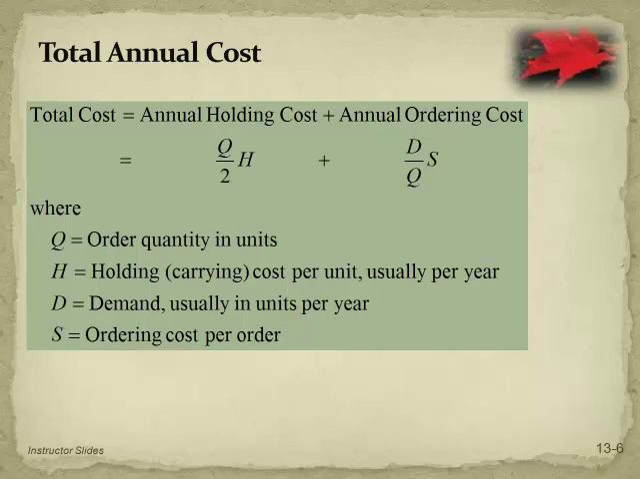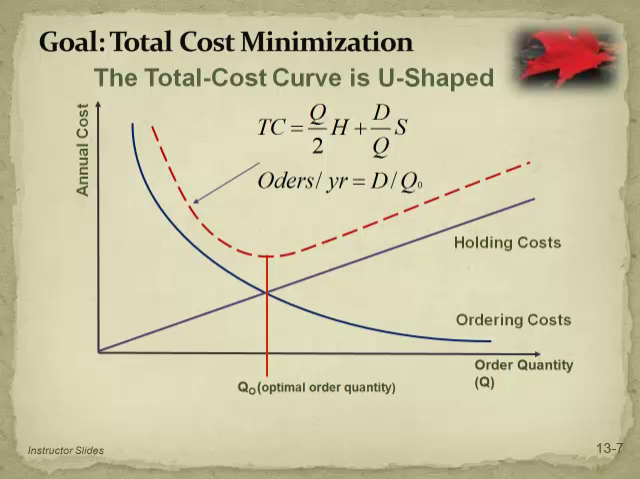So 1,000 divided by 100, I'm going to order 10 times a year. And then I'm going to multiply that times the ordering cost per order. So every time that I order, what is that cost per order?